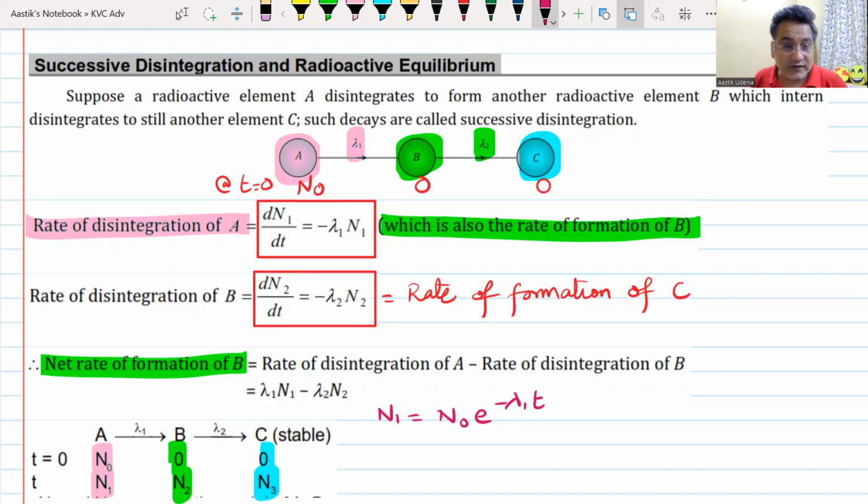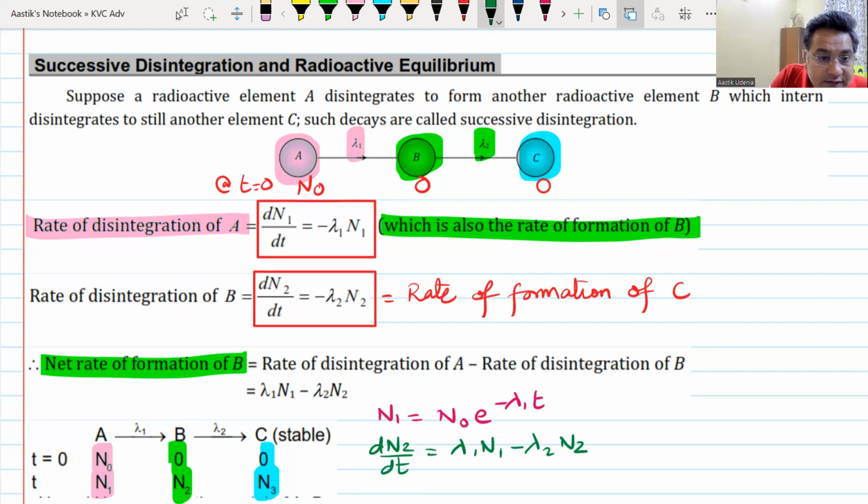This is the rate of disintegration of A. Now to write the value of B, N2, let me first write the rate: dN2 by dt will be equal to lambda 1 N1 minus lambda 2 N2. I hope you understand this. Everyone? Everyone understands this?